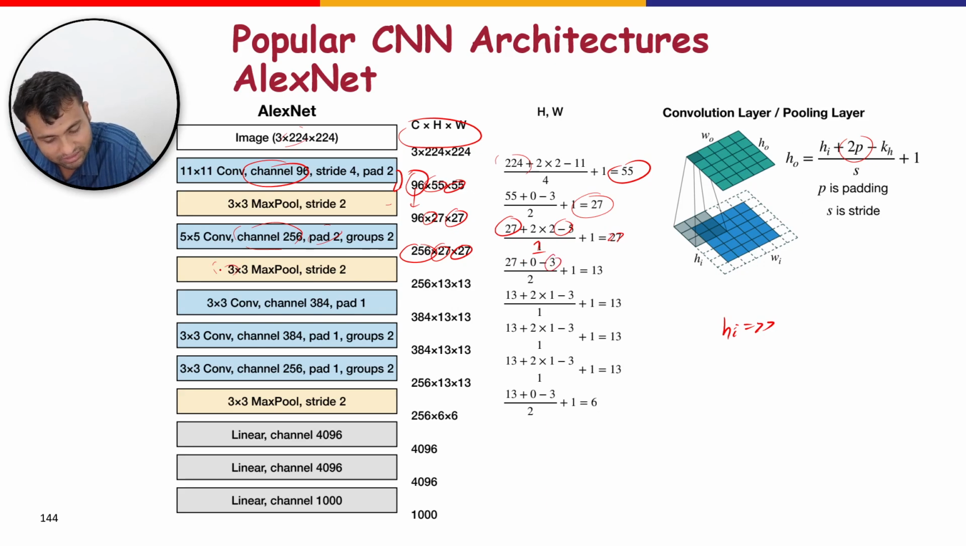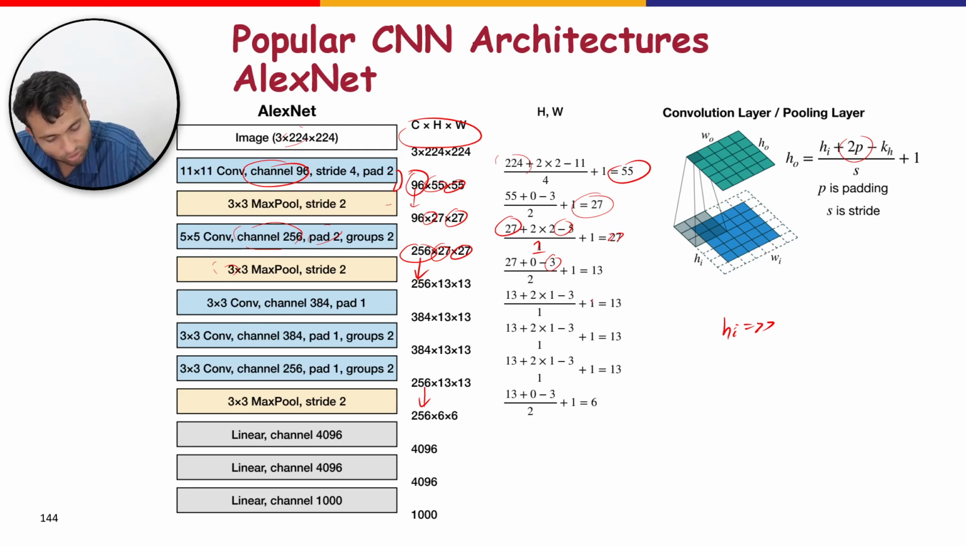Because the kernel height is 3 coming here, divided by 2, because the number of strides is 2, plus 1, we get 13. And the number of channel dimensions gets copied as it is. So across whatever is the channel dimension input here, after the max pooling layer, it will remain the same, right?